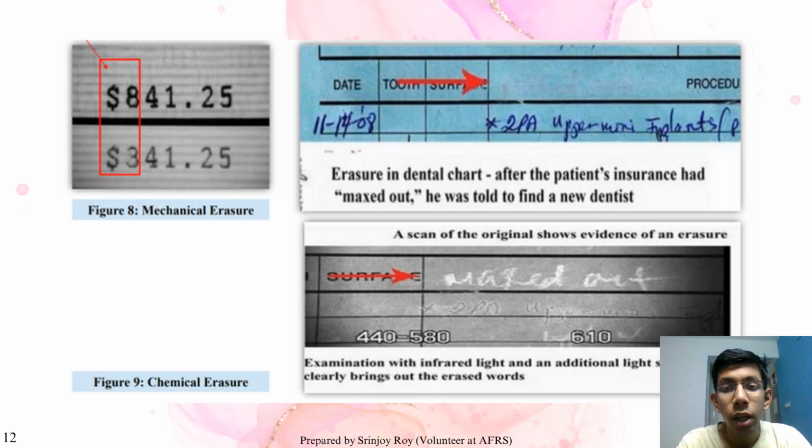If you see over here how the letters have been erased, and under infrared light, we'll study this in detail. What was previously written has been detected. Mechanical erasure, from 8 it has been changed to 3, and this has been an example of chemical erasure.